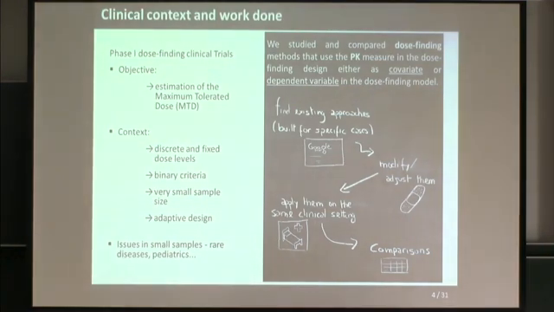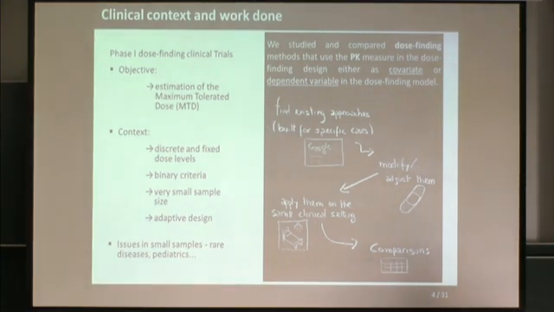So we work in phase 1, as I said, dose finding, and our objective is to estimate the maximum tolerated dose, the MTD. We have discrete and fixed dose level, binary criteria, so toxicity yes, no, and very small sample size. For that, usually we use adaptive design and Bayesian adaptive design, as I will explain later.